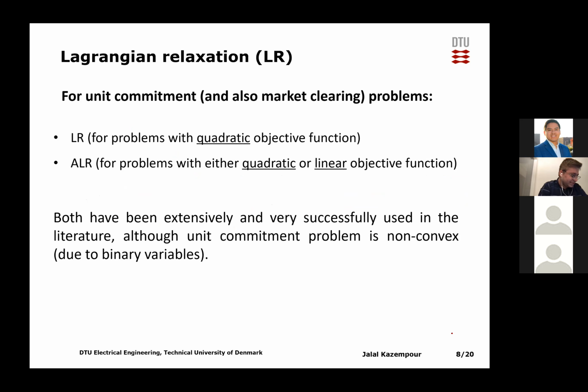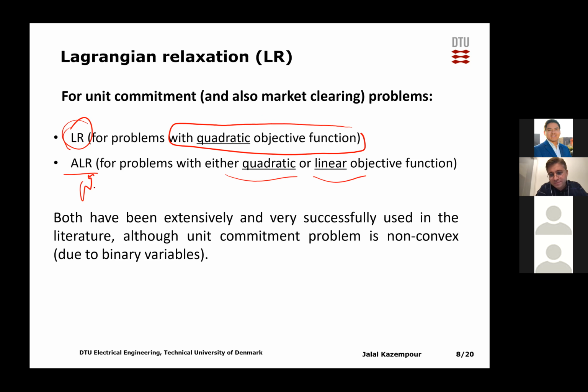As a summary, if our original problem has a quadratic objective function, it means that its first derivative is not constant, then we can go for LR, simple dual decomposition. But if our objective function is quadratic or linear or whatever, we don't care if the first derivative is continuous or not, then we can go for ALR, the augmented version. And as I said, both of them have been implemented successfully as a heuristic for mixed integer problems like unit commitment.